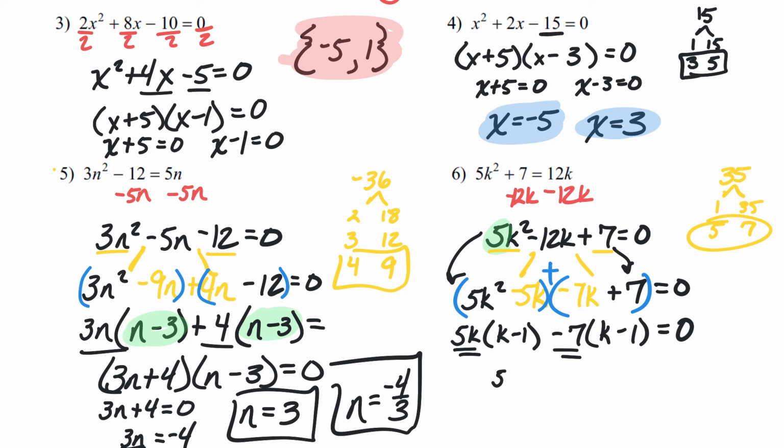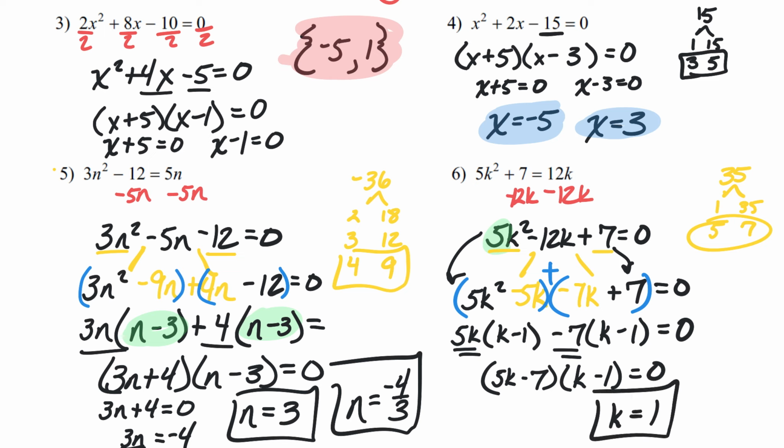So we have 5k minus 7 times k minus 1. One solution is k equal to 1. The other solution, here's the way I like to look at it when it's these binomials. The opposite of this, 7, divided by that, 5. You can also set that up to 0, just like I did earlier, and you can solve from there.